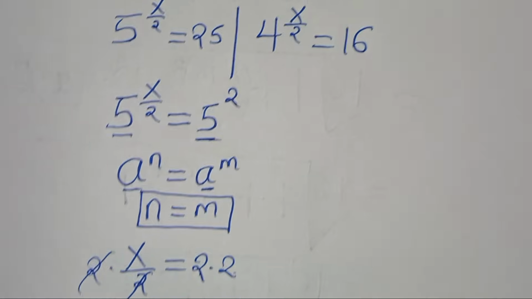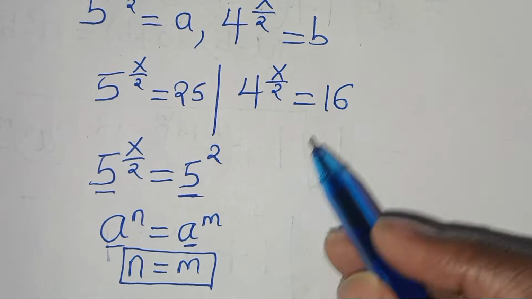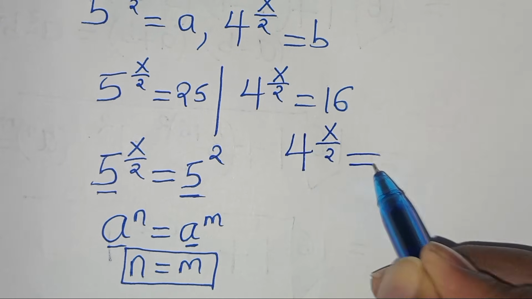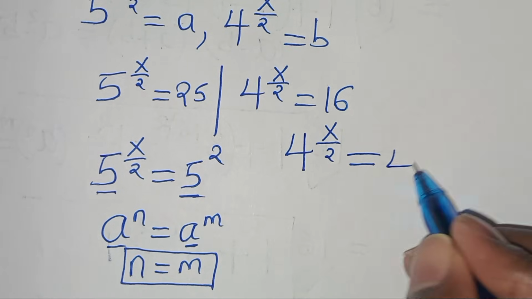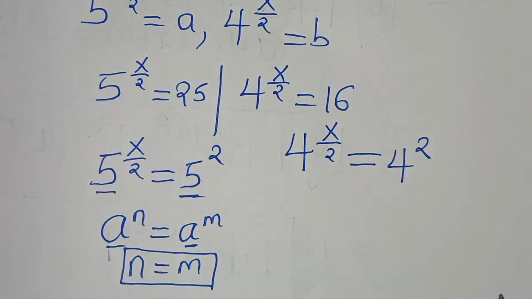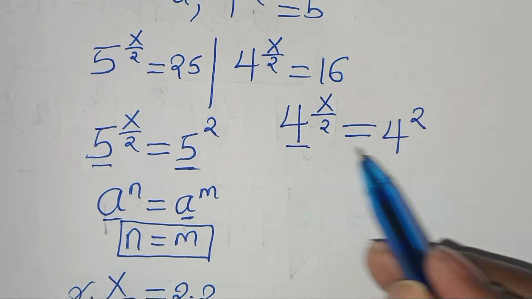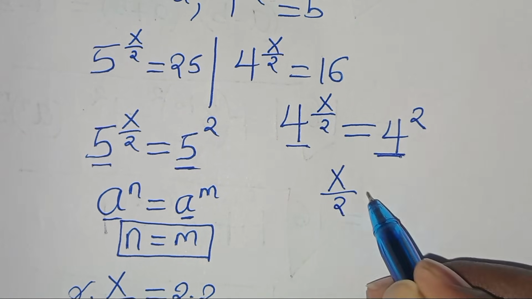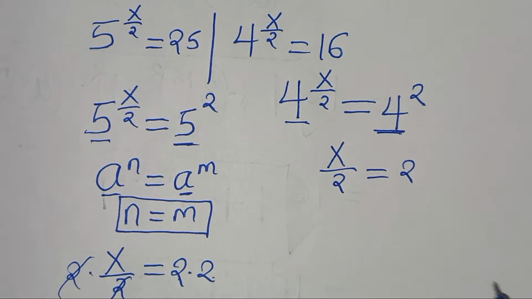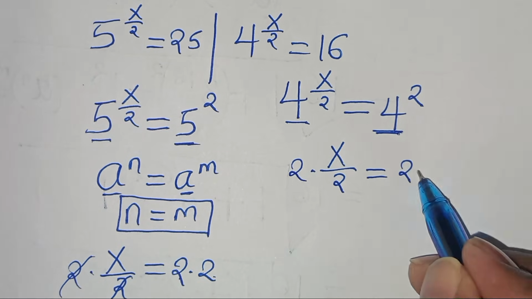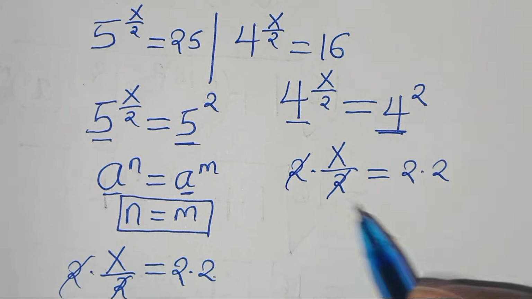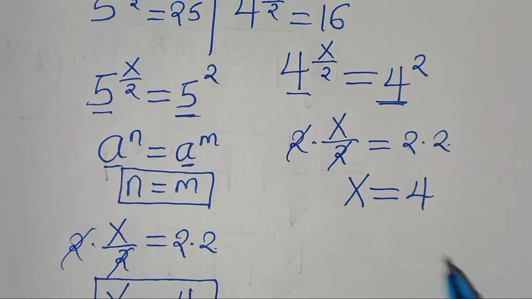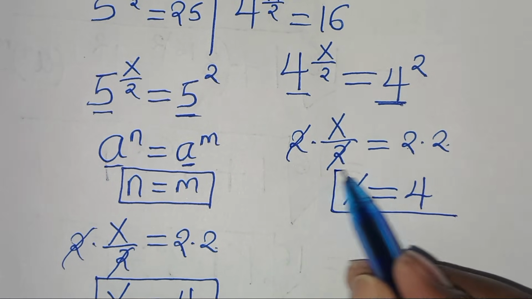Now let's confirm with the other side here. So we have 4 to the power of x over 2. This is equal to 16. 16 is the same thing as 4 to the power of 2. So here, since the bases are common, exponent x over 2 is equal to 2. Again, let's multiply both sides by 2, and this implies that x is equal to 2 times 2, which is 4. So we have the value of x equal to 4.